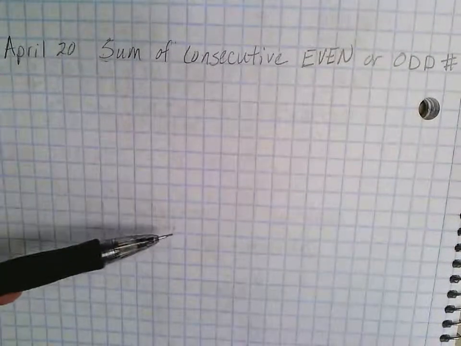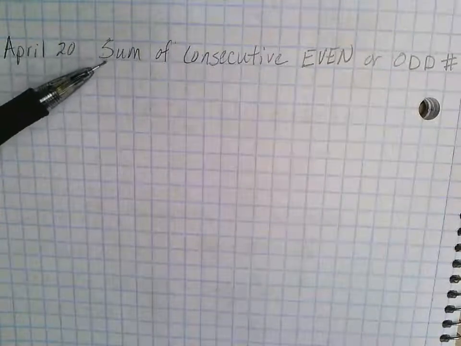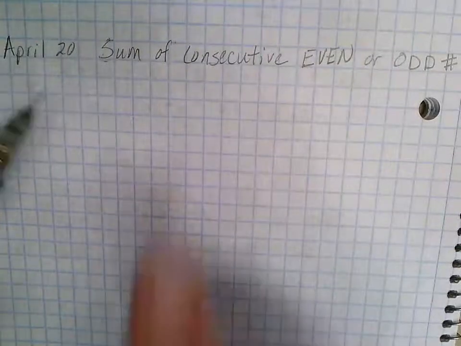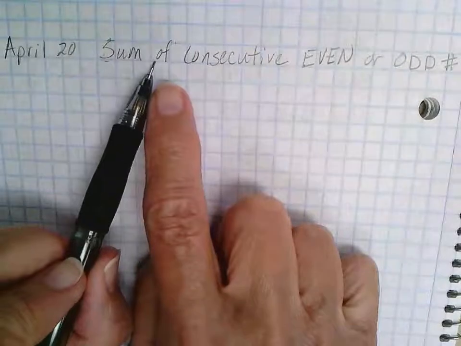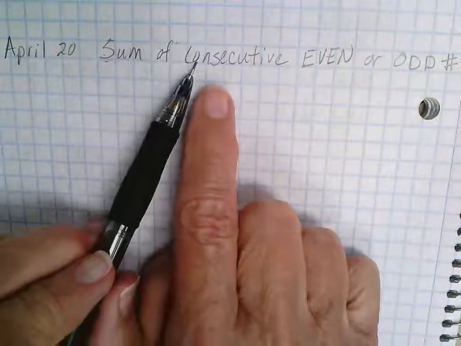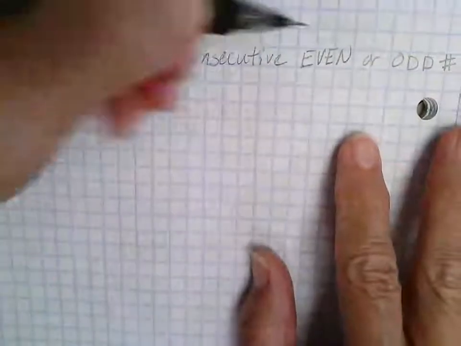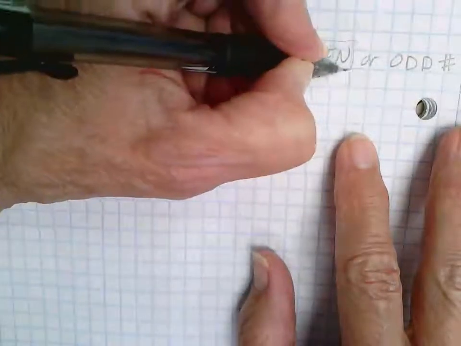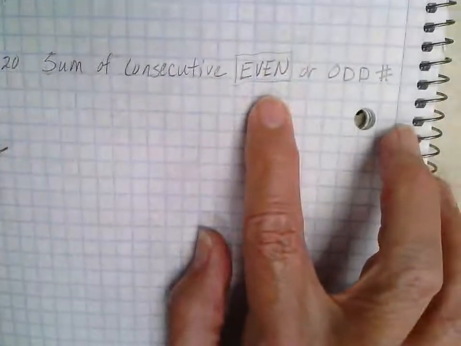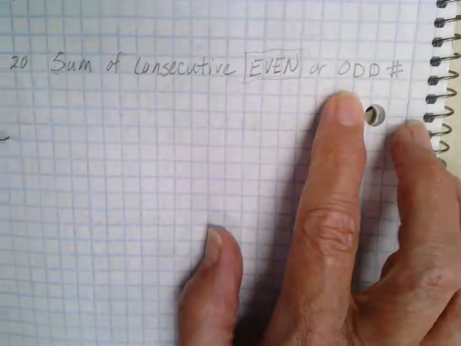Now we're going to talk about a similar process, except this time instead of just the sum of consecutive numbers, we're going to say that the consecutive numbers all need to be either even or odd.